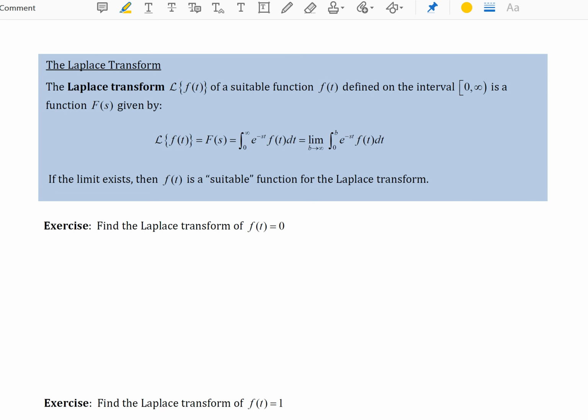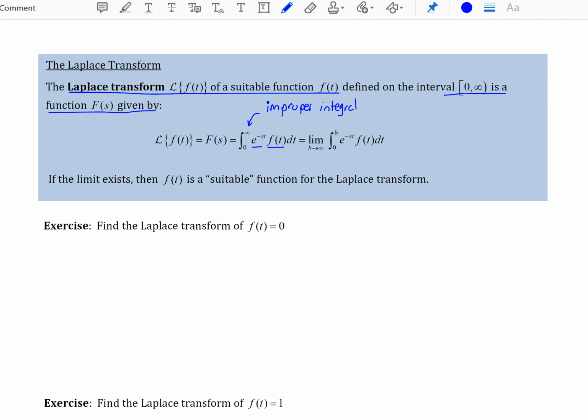And to start with, we'll introduce the integral definition of the Laplace transform. The Laplace transform of some function f of t defined on an interval from 0 to infinity is a function F of s given by this definite integral. It'll be the integral from 0 to infinity, so you'll recall this as an improper integral, because of the use of the upper limit of infinity, where the integrand is always e to the negative s t times whatever your function is.